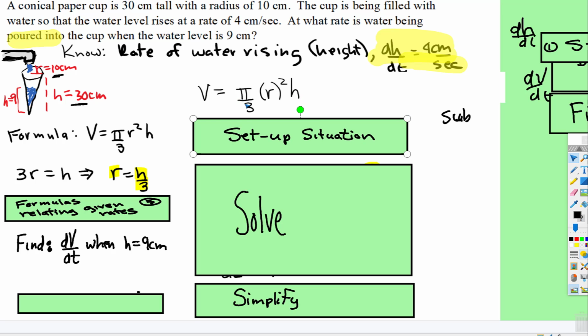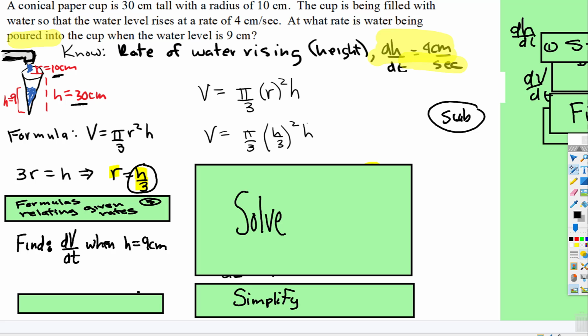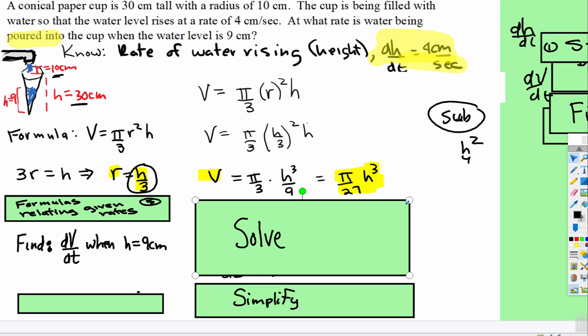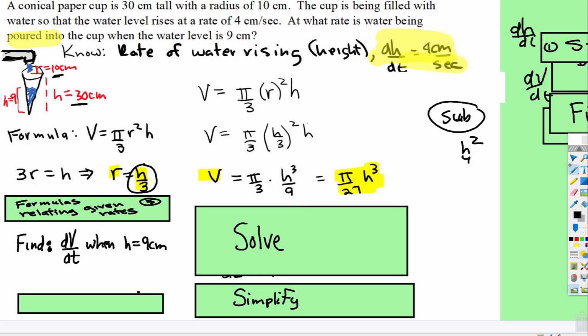Okay, so we're going to set up the situation. So pi thirds r squared times h. But remember, we don't want to have two variables there, which is usually why you need two formulas. But this time, we're just going to substitute h over 3 in for that r right there. So that's what I did here. And now we're going to square this. Well, h squared is just h squared, 3 squared is 9, and then 9 times 3 is 27. So hopefully I simplified that. Yep. So this is what we have.